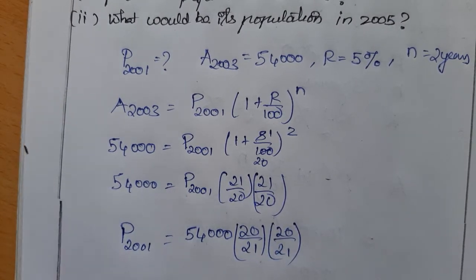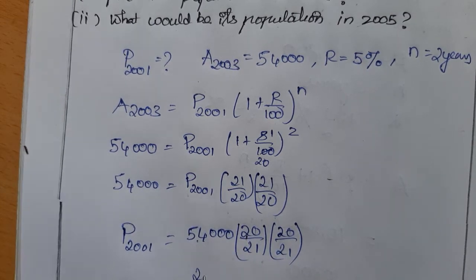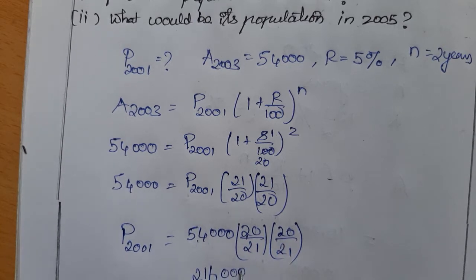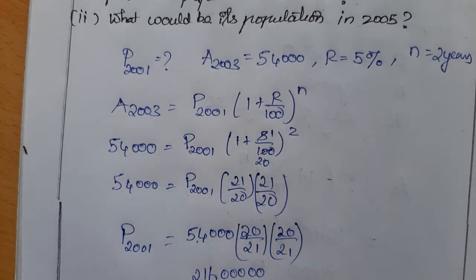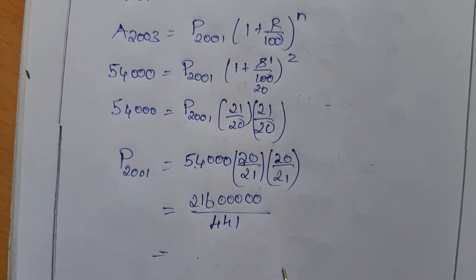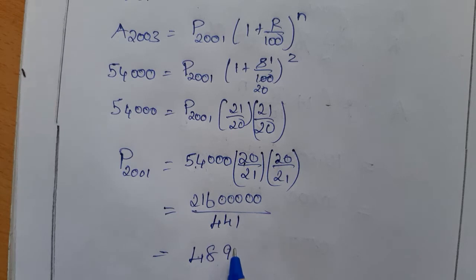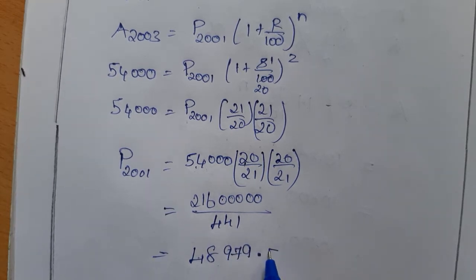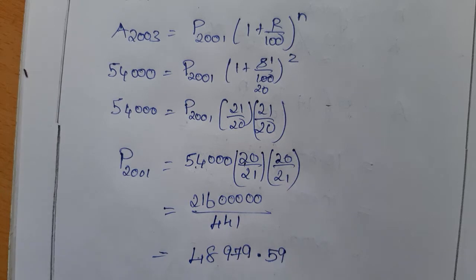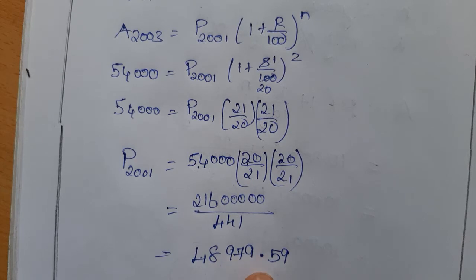So let me cancel the zeros. 2 into 2 is 4, and 4 into 54 is 216, and 5 zeros. Clear? Divided by 21 into 21, which is 441. Then we have to divide this. Surely it will be a big number in decimals. Let me take the first two decimal places, which gives 48,979.59. So 2 decimals is enough. We are talking about a population, so a fraction is not possible.